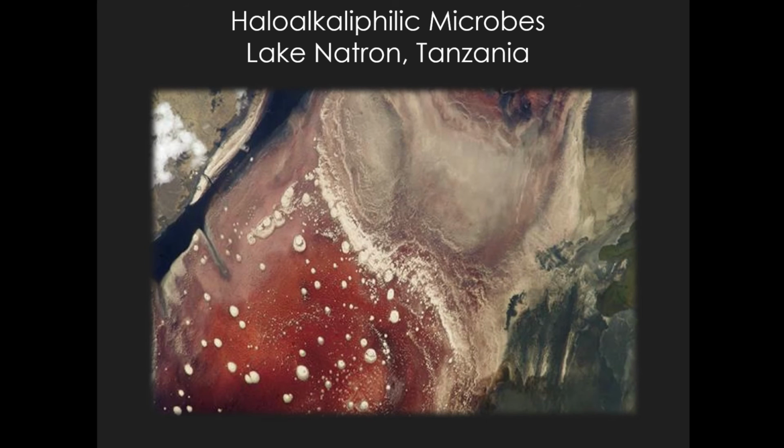So here's one other example of haloalkalophilic microorganisms that's shown in the OpenStax textbook, Lake Natron in Tanzania. And that red color that you see is actually a pigment produced by those haloalkalophilic microorganisms, and that pigment actually helps them to survive in the presence of high salt.